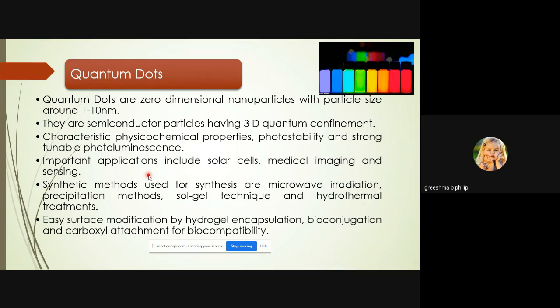Some of the methods used for synthesizing these quantum dots are microwave irradiation, precipitation methods, sol gel techniques, hydrothermal treatments, etc. These quantum dots can easily be surface modified by hydrogel encapsulation, bioconjugation, or by carboxyl attachment, which helps them to be more biocompatible. So they can also be used in biomedical fields.